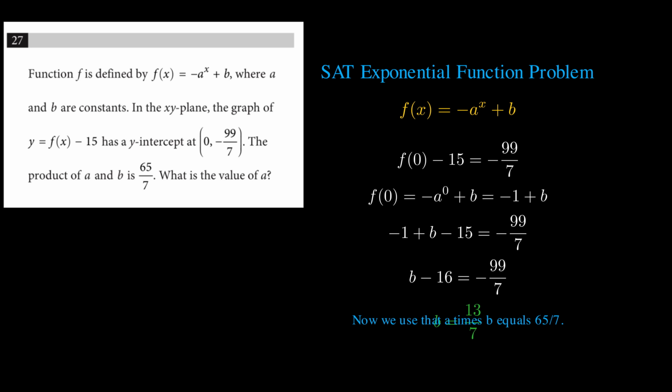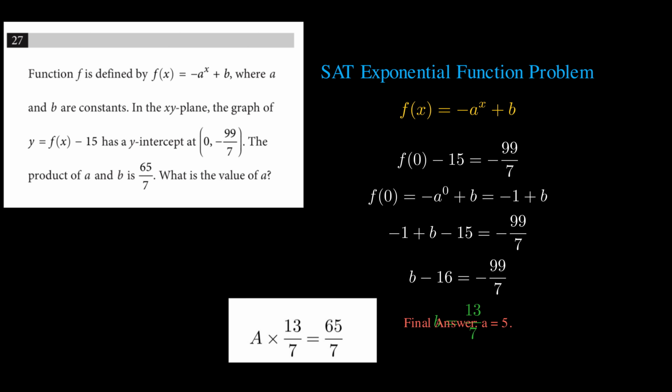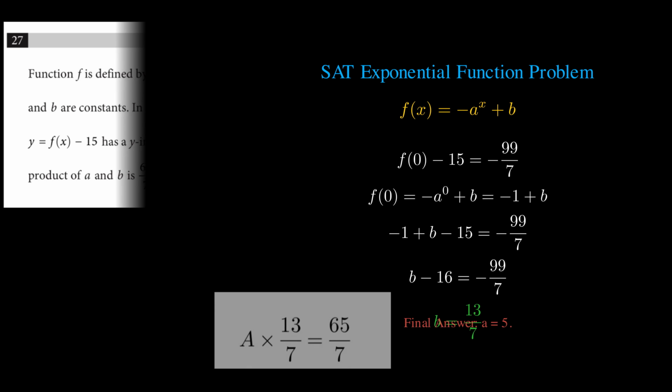The problem also tells us that a times b equals 65 over 7. We now know b is 13 over 7. So we substitute: a times 13 over 7 equals 65 over 7. Now to solve for a, we multiply both sides by 7 to eliminate the denominators. As I move 13 over 7 to the other side, a eventually equals 5, so my answer is 5.